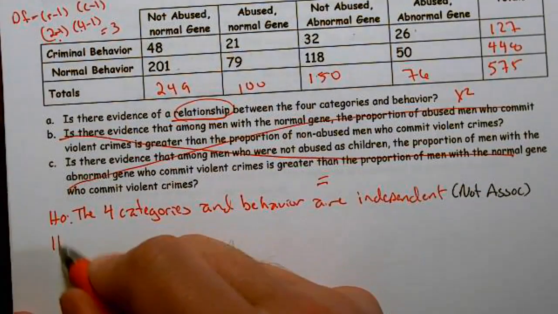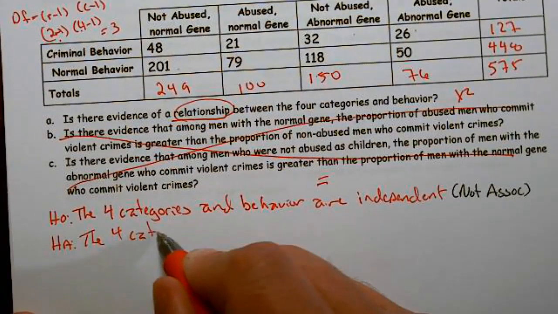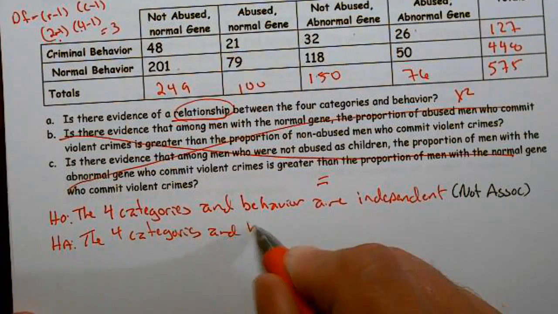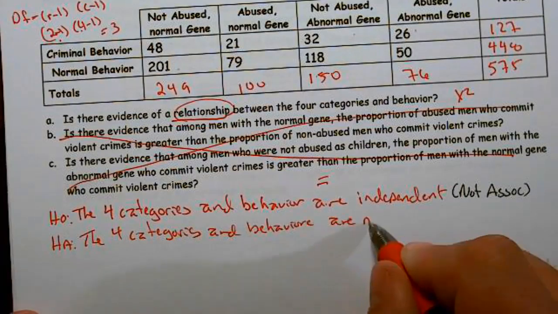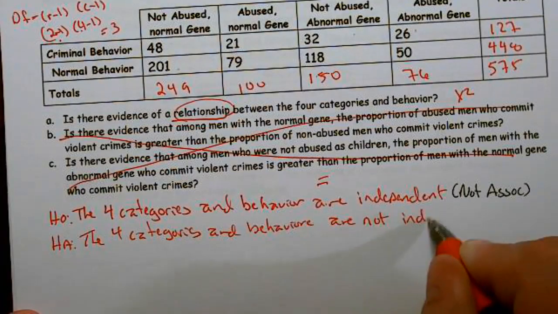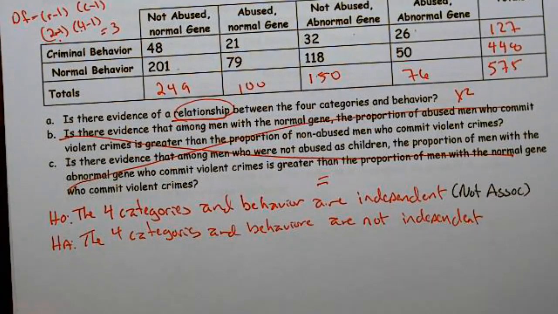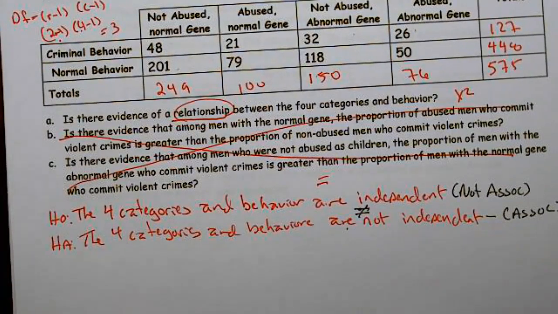And then our alternative: the four categories and behavior are not independent. Our note to ourselves means this is associated. And once again, "are not" is the same as saying not equal, or is not independent.